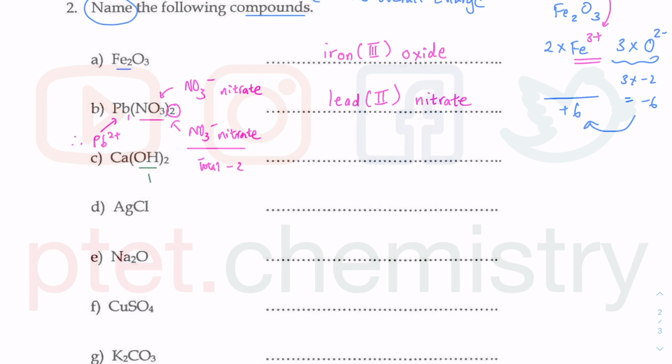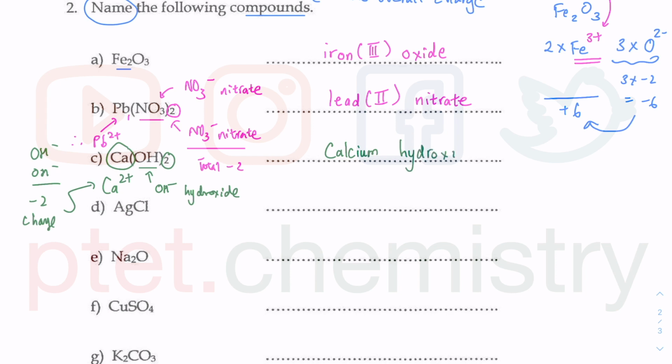OH minus is hydroxide. So what you have then is you have 2 of them. So if you have 2 OH minus, overall is minus 2 charge. So therefore it means you must have calcium 2 plus. But calcium you do not need to put in Roman numeral because calcium is a group 2 metal. Group 2 automatically will be a plus 2 charge ion. So this is called calcium hydroxide.